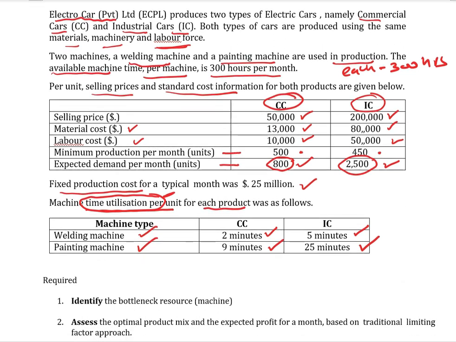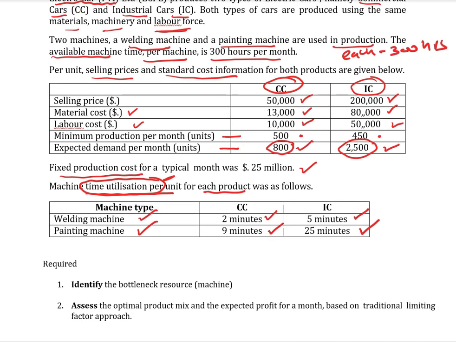Now what is required? Required to identify the bottleneck resource for machines. So we need to identify, out of these two machine hours, what will be the bottleneck? What will be the limiting factor? This is what we need to identify. So what is the limiting resource? This is what we need to identify.